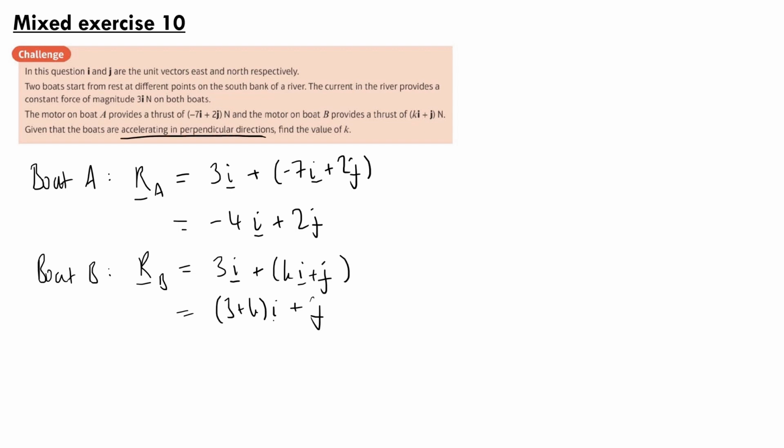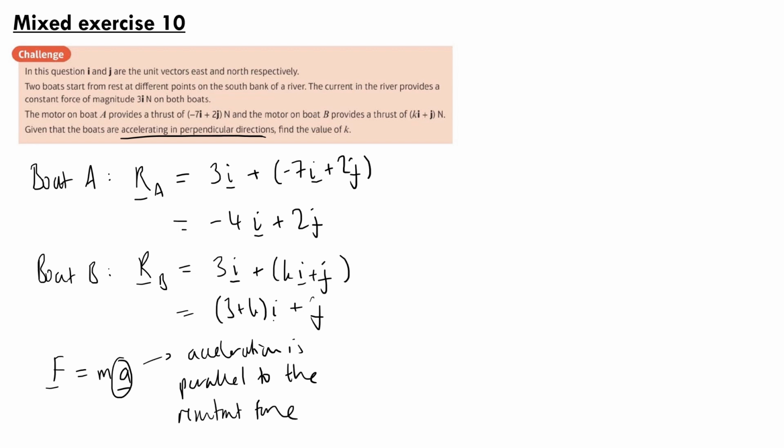So the question tells us that the boats are accelerating in perpendicular directions. So we need to look at the acceleration of these two boats. So we can do that using the equation F equals ma. But what we can do is spot that the acceleration will be parallel to the resultant force, because the value m is just a scalar quantity or a constant. So if the boats are accelerating in perpendicular directions, that means that their resultant forces must also be perpendicular to each other.